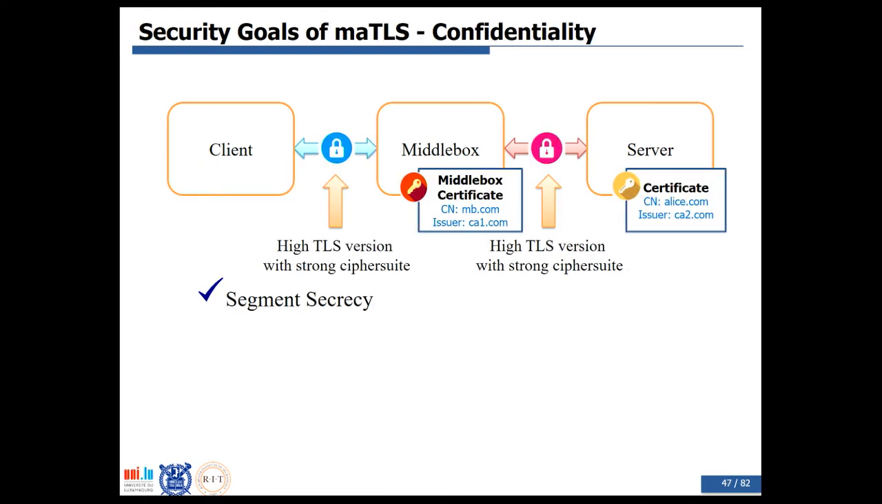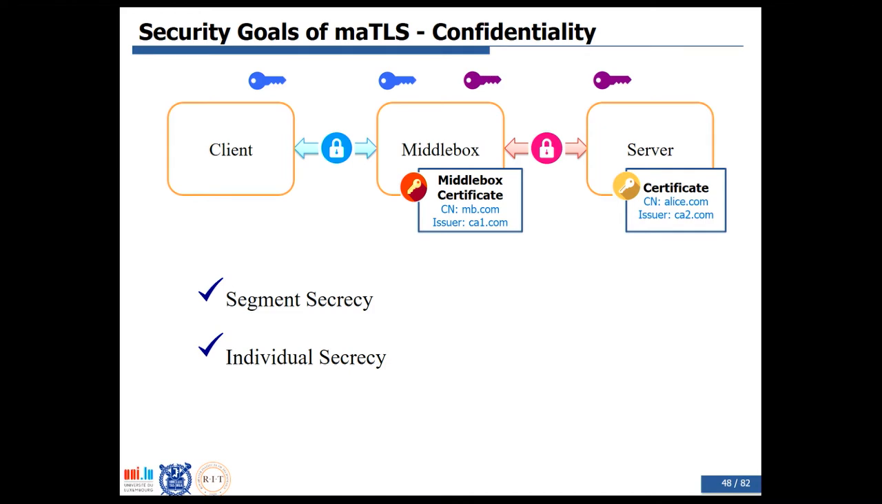Regarding confidentiality, we set the segment secrecy, one of the security goals, meaning that all the segments should be encrypted with a sufficiently high level of TLS and a strong ciphersuite. Furthermore, we require all the segments to be encrypted with different segment keys to avoid reusing the key stream with different messages by modification. We call this feature individual secrecy. And these two goals are achieved by security parameter verification.